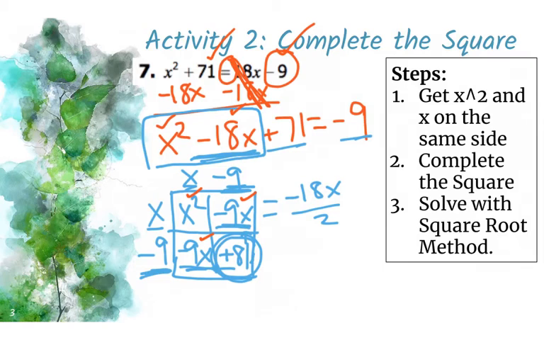Okay. So I need to now rewrite it. I'm adding 81, not 21. I'm adding 81, the amount I needed to complete my square. I'm adding 81 to both sides of the equal sign, so it's still balanced. I am going to erase this square.